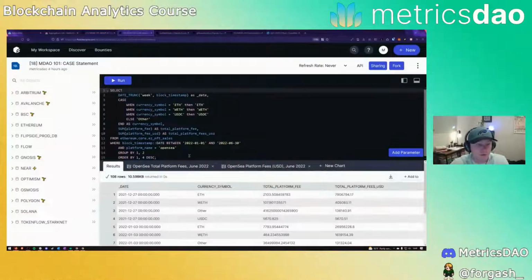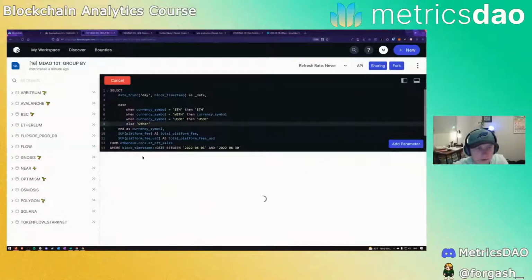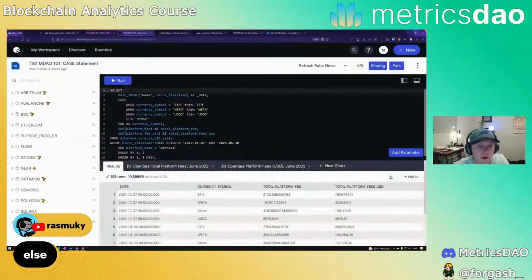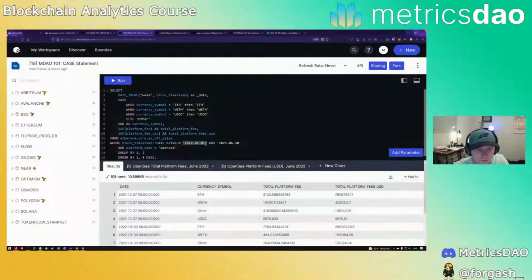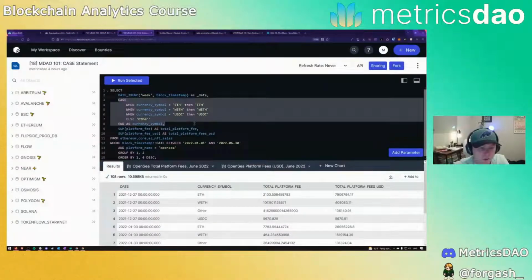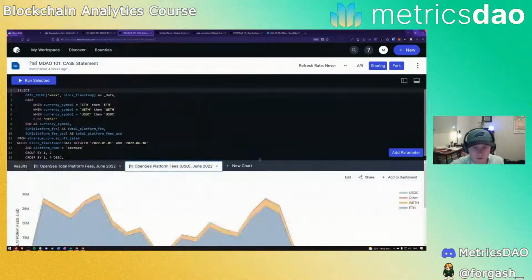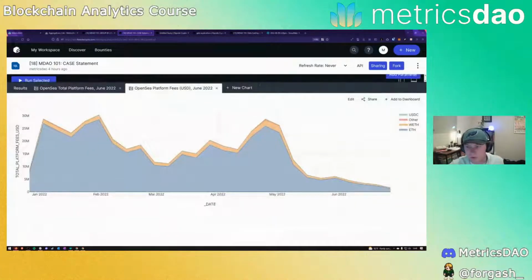So then what we end up with is very much the same thing. Slight difference because I did this earlier and I don't feel like waiting for that to spin. So what I did was I expanded the time horizon to be January 1st, and I'm using date chunk by week. Otherwise, it is the same statement that we just wrote, with the case being ETH, wrapped ETH, USDC, and other. So now we can actually go in and start to look at it a little bit more cleanly, where we just have 4 items on our axis here.